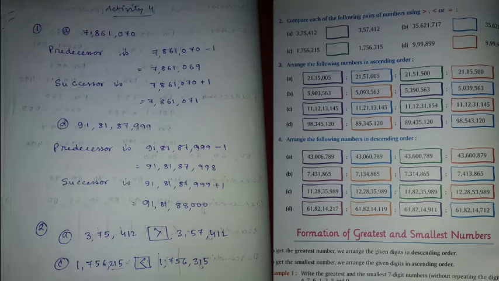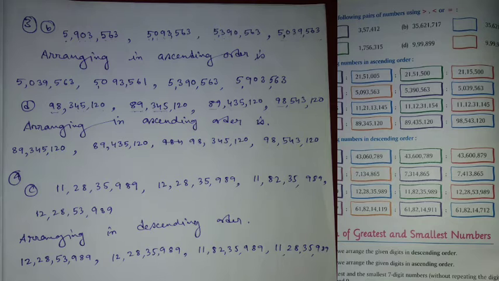Next, number C, 1,756,215 and 1,756,315. Here 215, here 315. 315 is bigger. Next, number 3, arrange in ascending order. Ascending order means smaller to bigger. In ascending order, I will do A, B and D.